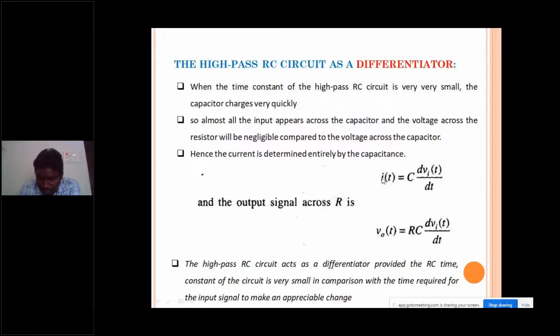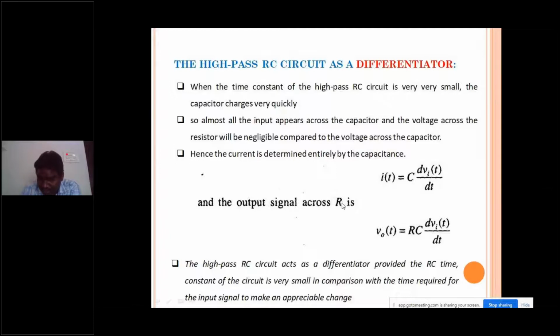If you know this formula, and if you write the output voltage, because we are calculating the output voltage across the resistor in the circuit, then this output voltage is proportional to the derivative of the input. So you can see the output voltage is proportional to the differentiation of the input. That is why this circuit is called a differentiator. This equation comes from the circuit called the high pass circuit.